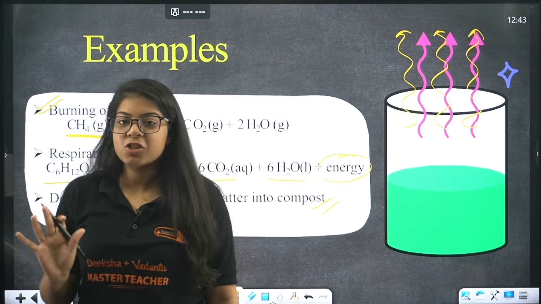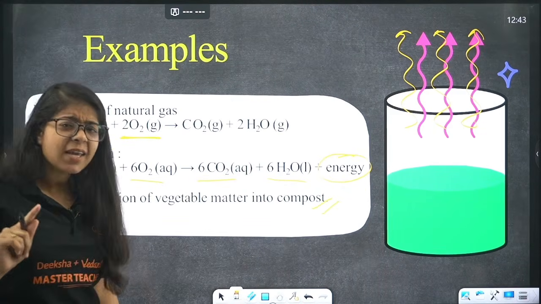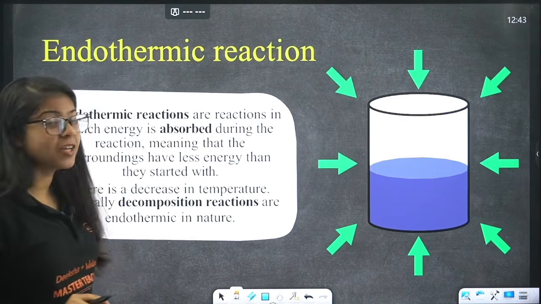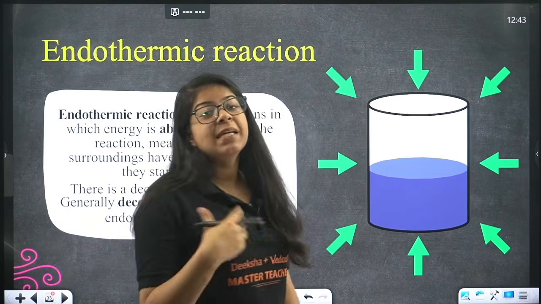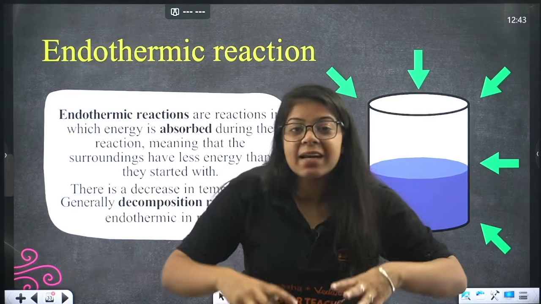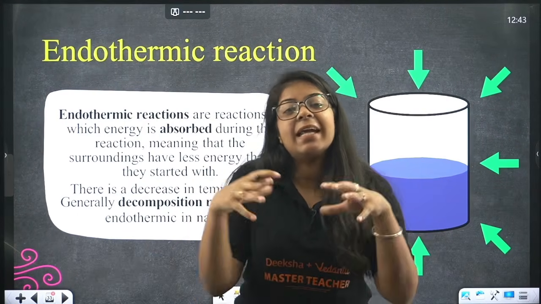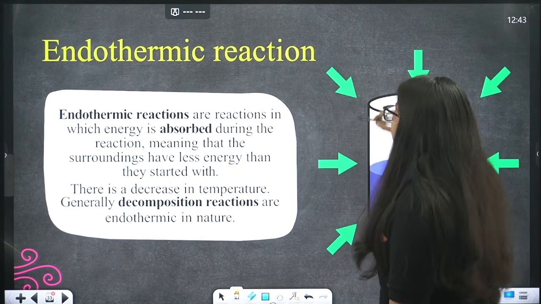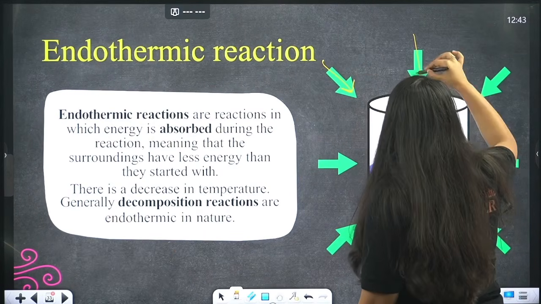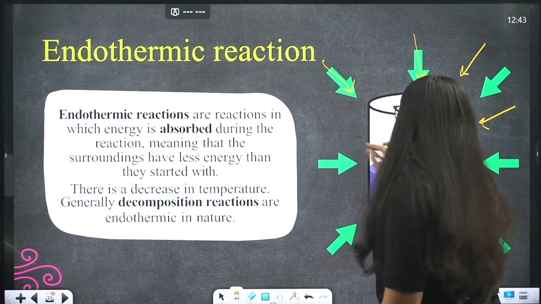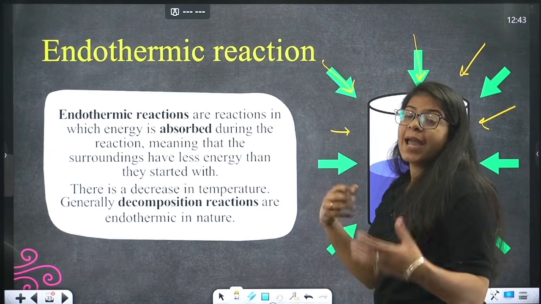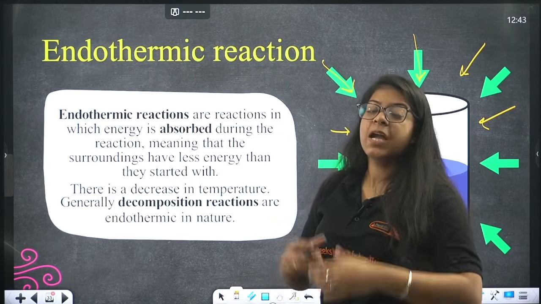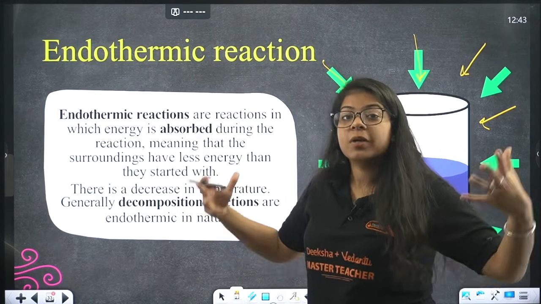Done? Understood? Okay. Now, I think you can easily decipher the definition of endothermic reaction, right? Exiting means exothermic. Heat entering a system means endothermic reaction. So whenever energy is entering a system, or energy is absorbed by the system, it is called an endothermic reaction.